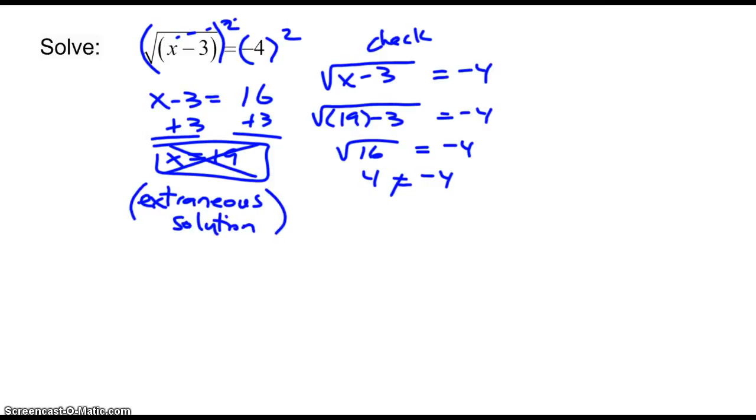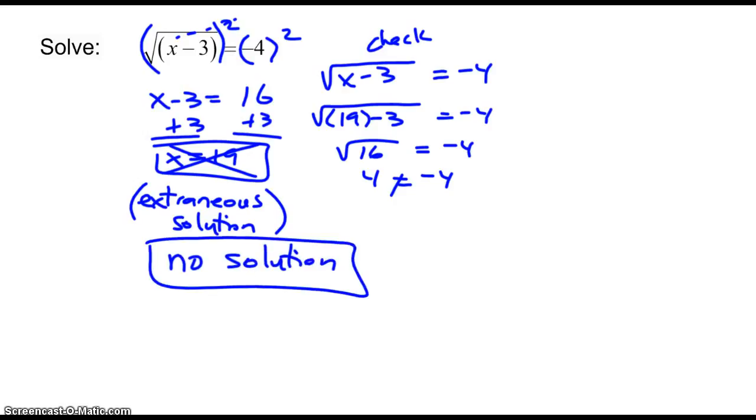Which means, in fact, since we were only able to find one value that might work, and it didn't work, this equation has no solution at all. There is no solution to this. There's no real value that we can plug in for x that will make this equation true. And so we just say there's no solution. So you really do have to check very frequently.